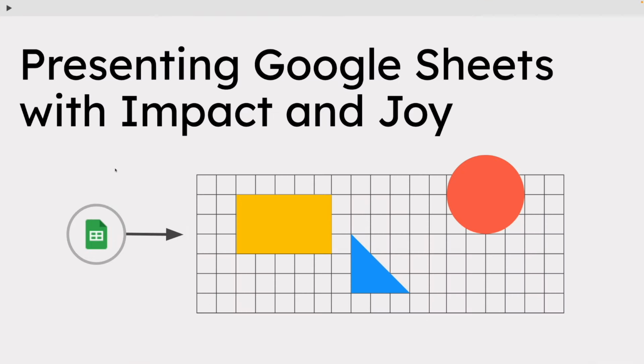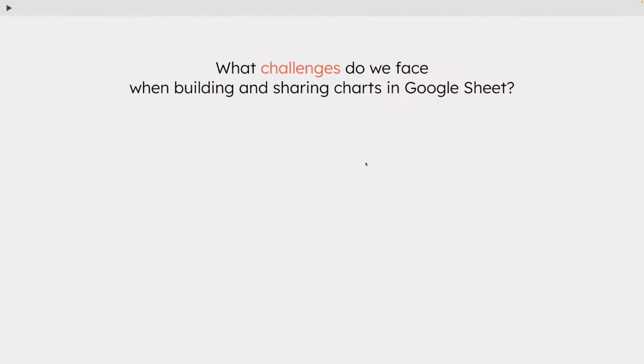Google Sheets is powerful for data management and analysis. Its collaborative features, real-time updates, and cloud accessibility make it a popular choice for individuals and teams. Today, there are 900 million monthly active users on Google Sheets. However, there are quite a few limitations when we're using Google Sheets for insights. So what challenges do we face when building and sharing charts in Google Sheets?